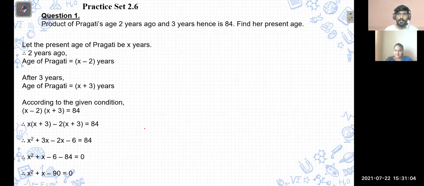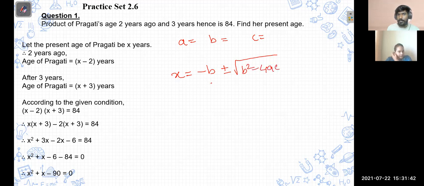Find out A, B, and C. What is the formula? Not alpha plus beta, the formula method. Wait, I'll write it. First you write A, B, and C. Then the formula is x equals minus B plus minus under root of B square minus 4ac, upon 2a. You can use this or you can do factorization also.